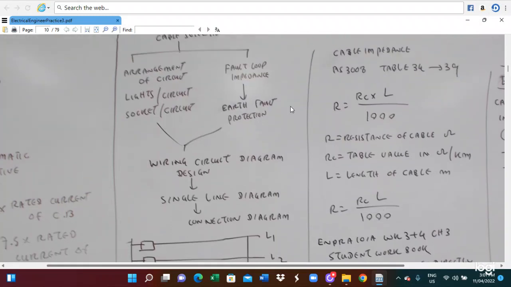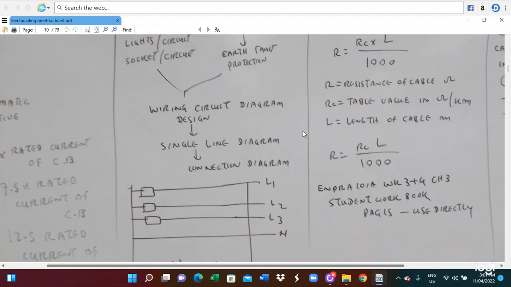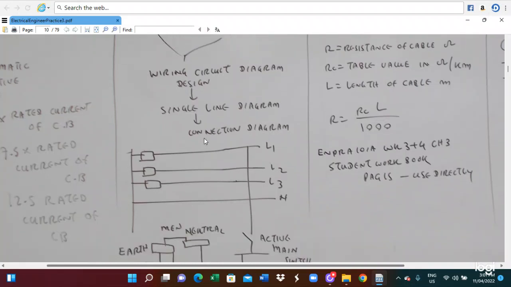Based on those facts, we design a wiring circuit diagram. Then, depending on the wiring circuit diagram, we can draw the single line diagram, and then we can do the connection diagram.